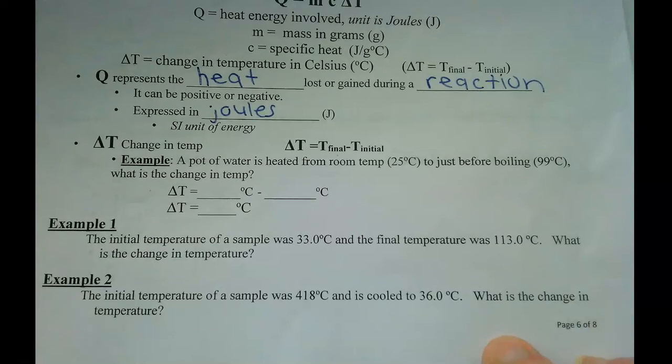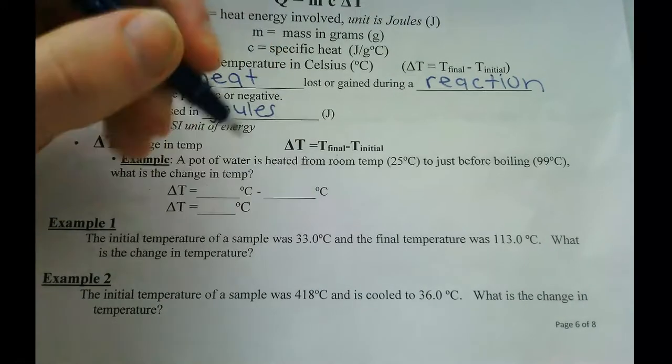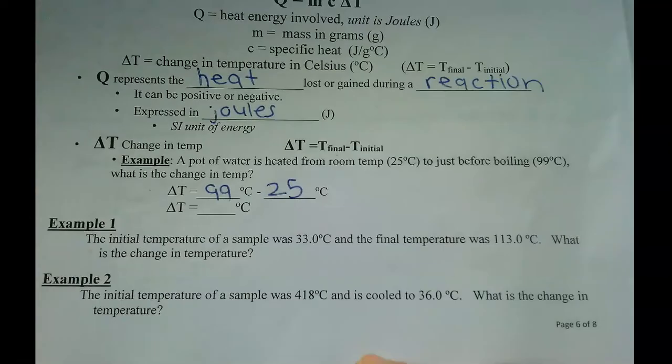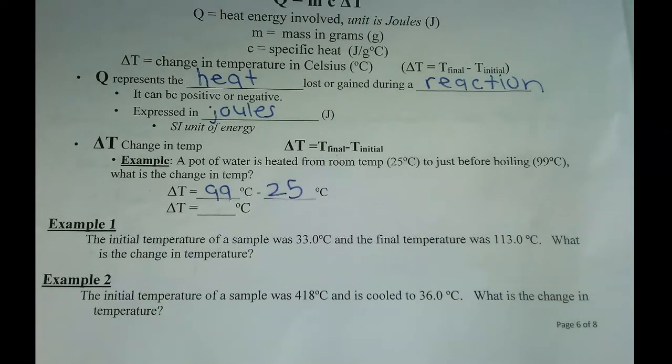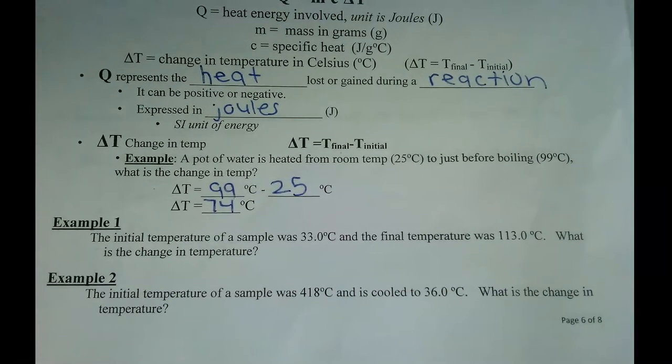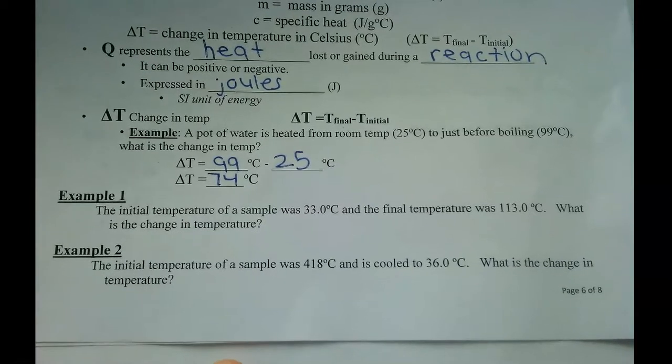So my example is a pot of water heated from room temperature, 25 degrees Celsius, to just before boiling, 99. What is this change in temperature? So you're going to do your final 99 minus your initial of 25. And like I said, you may want to get a calculator. So go ahead and pick one up. 74 degrees Celsius.